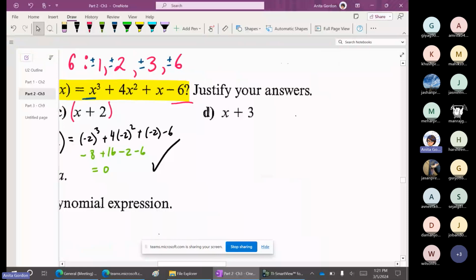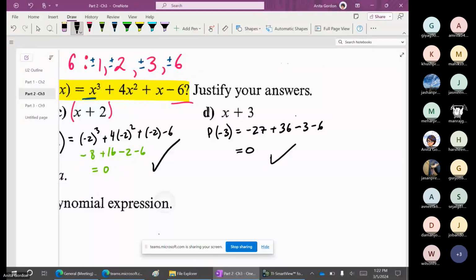Next one we try is x plus 3. So again, I'm going to put in here x equals negative 3. This is going to give me negative 27 plus 4 times 9 is 36 minus 3 minus 6. And if my mental math is correct, this also gives me 0. All right, we have found the factors.